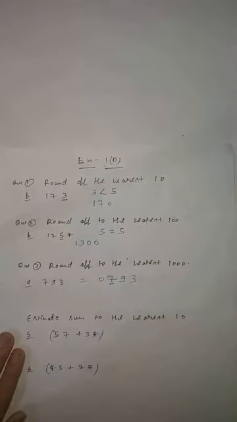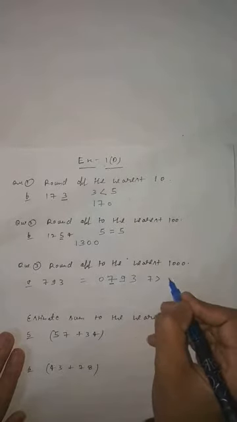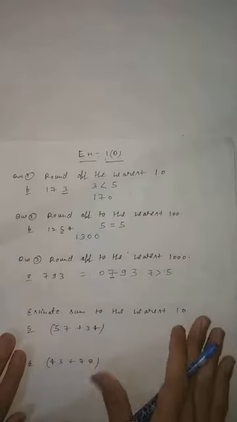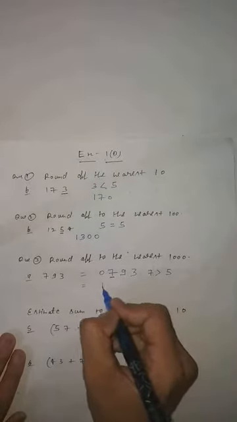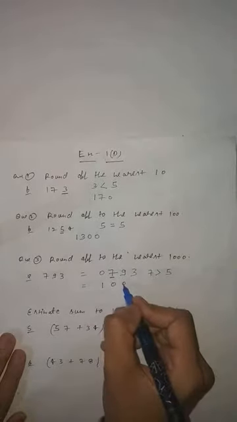So your nearest 100 is 7. Clear, student? You know that 7 is greater than 5. So what you will do? You will increase 1. So here it will become 1 and the other numbers become 0. So this will become 1000.